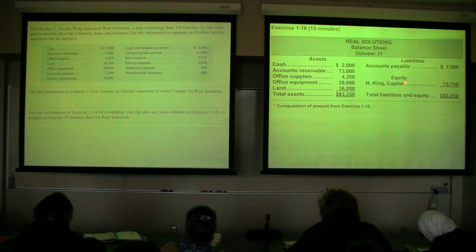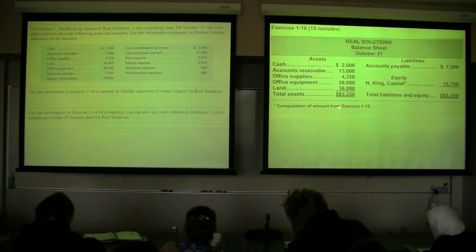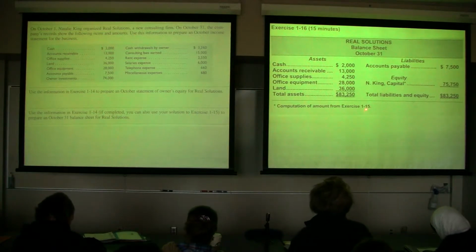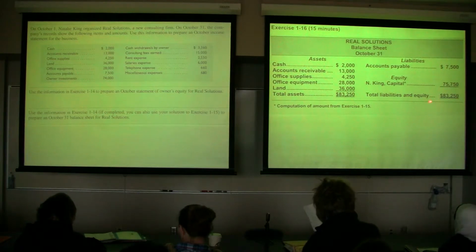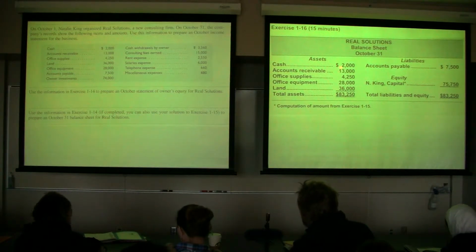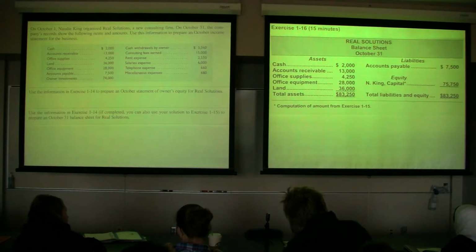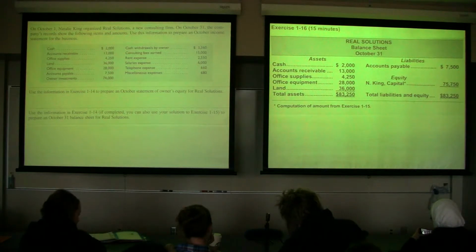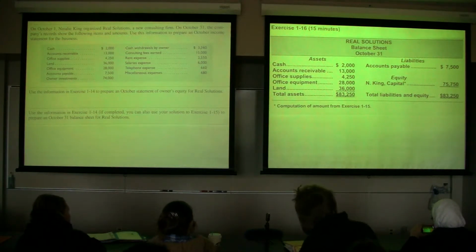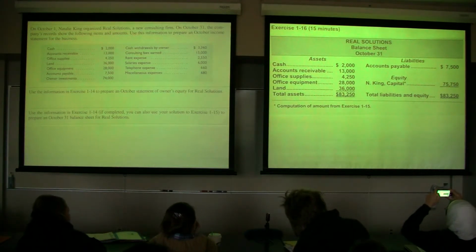And then the capital, notice the asterisk. Computation of amount from exercise 15, which is from the statement of owner's equity. And then you add them together, make sure they equal. There's two bottom lines, so there's two double lines. Dollar sign at the top of each column. And then again, the date is a specific day. On October 31st, this is what the business would look like. Okay?